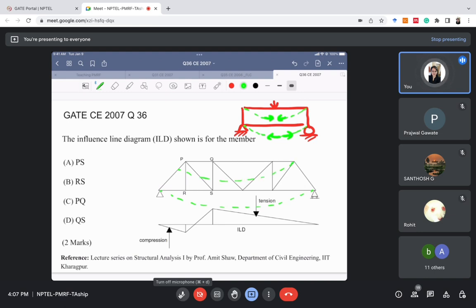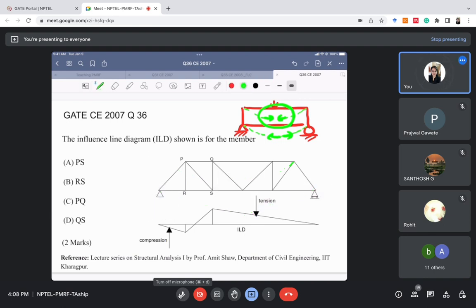Okay, so the top chord members will always be under compression. Like in the case of the beam, the top surface was always under compression. So in the truss also, the top chord members will always be under compression and the bottom chord members will always be under tension. So this point is important. How is this point important for our problem?